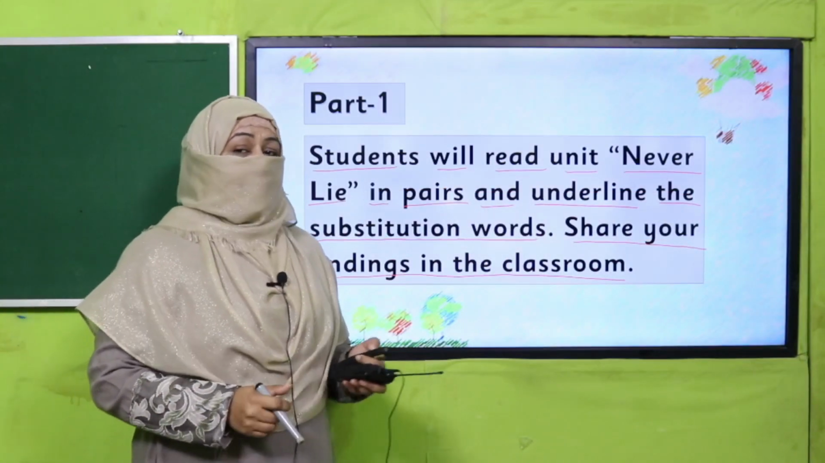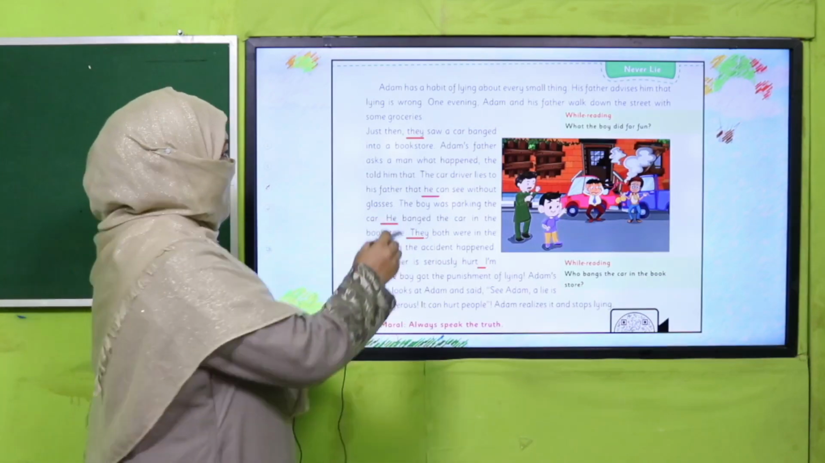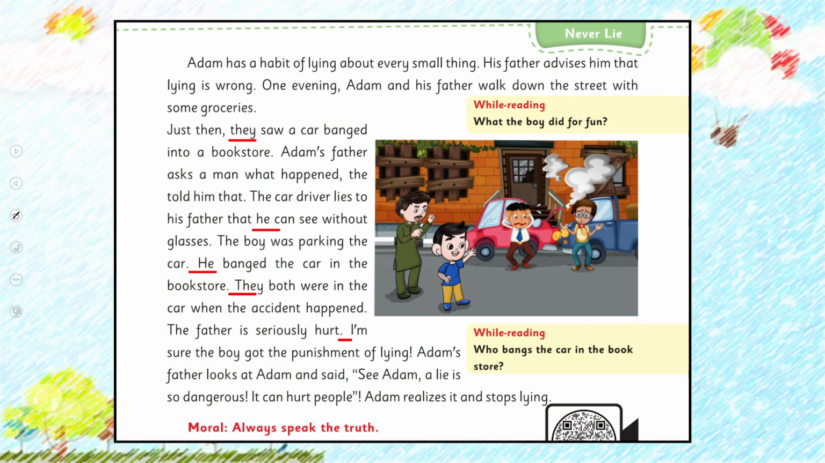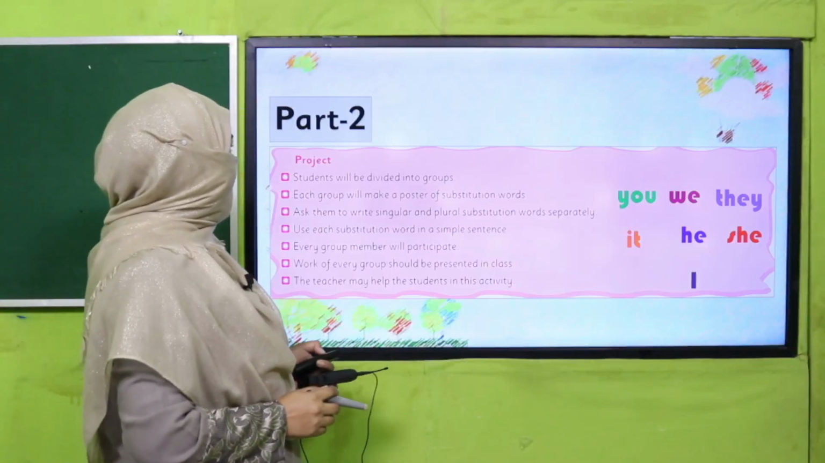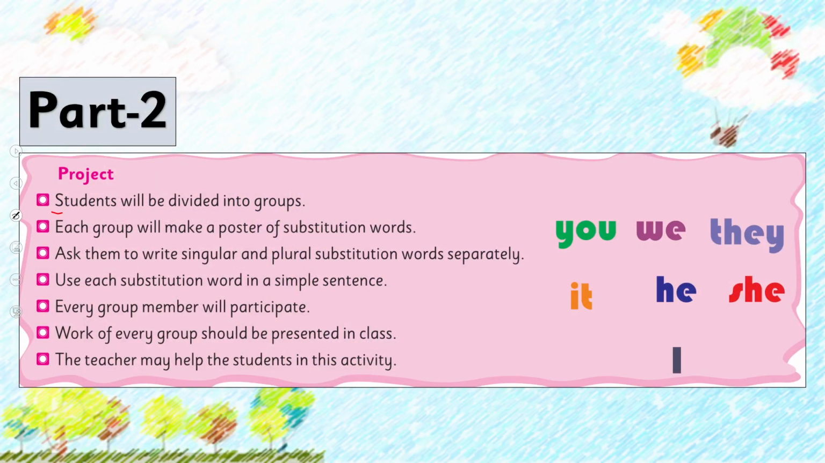Yes, my dear children, I hope all of you could find these substitution words. I also did it. They, he. So, I underlined these substitution words for you. Are you done? Okay. So, here is your activity. Teacher will divide students in groups and each group will make a poster of substitution words. Ask them to write singular and plural substitution words separately.